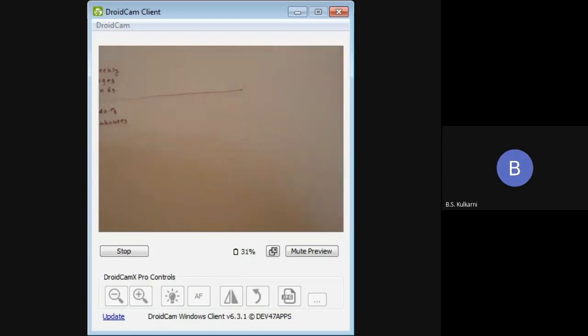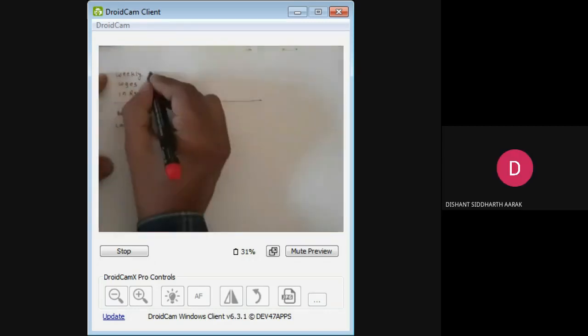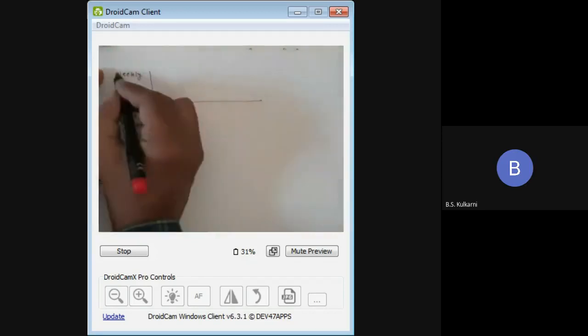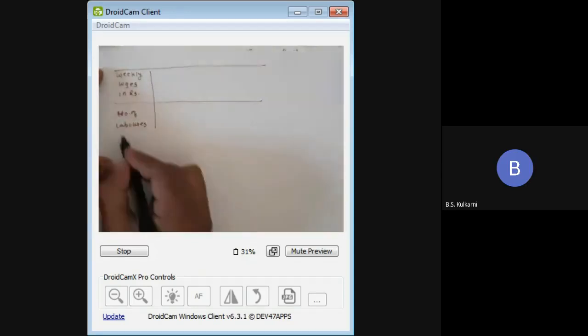Now it is clear. Yes, sir. So now make the table like this.